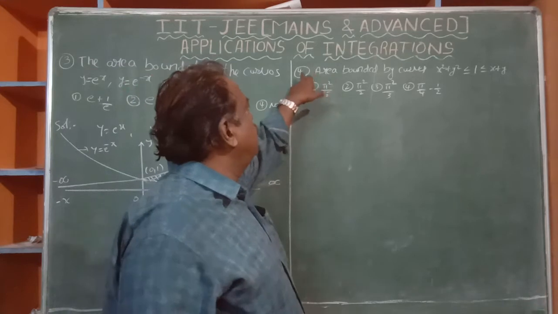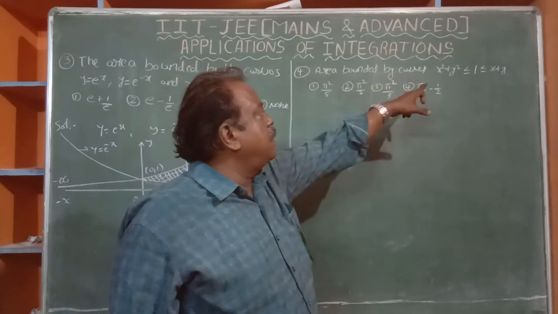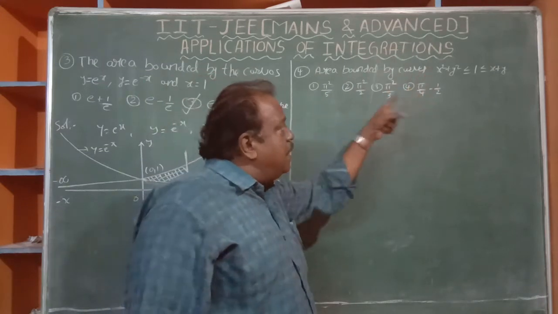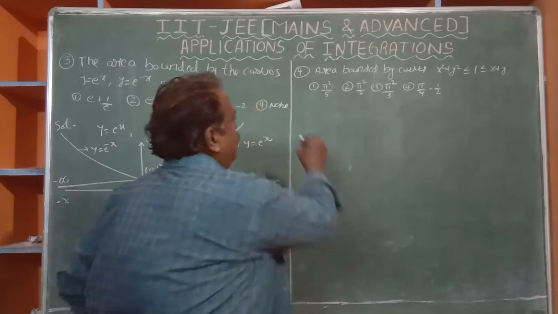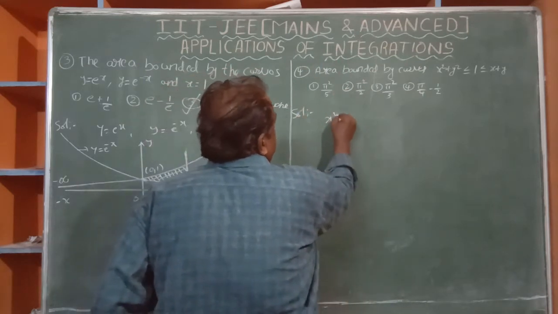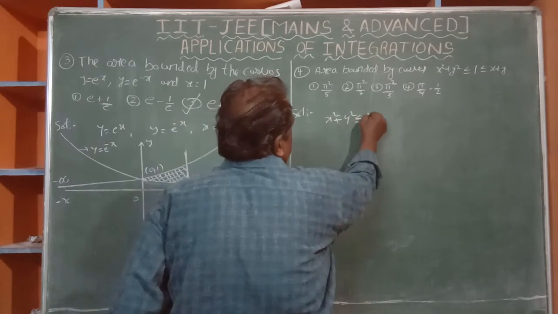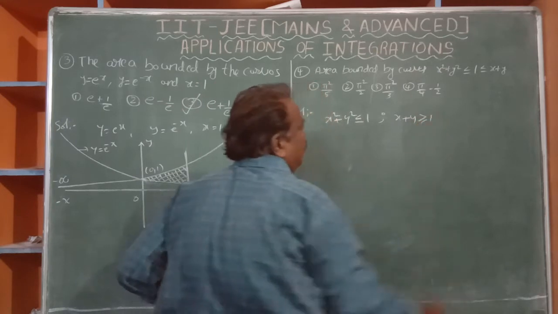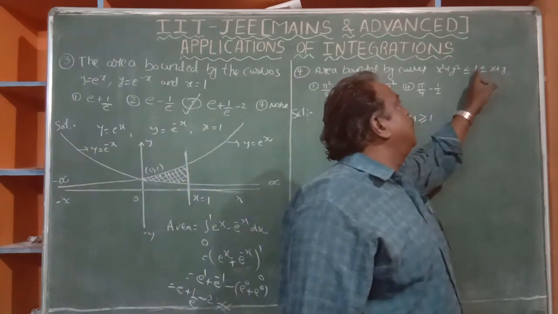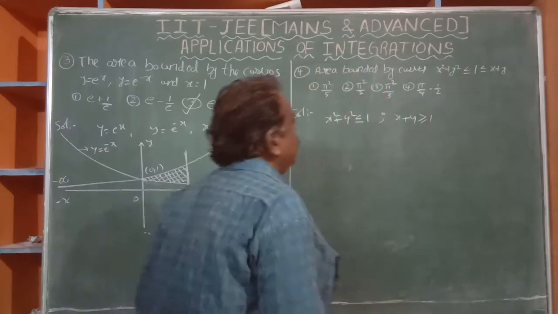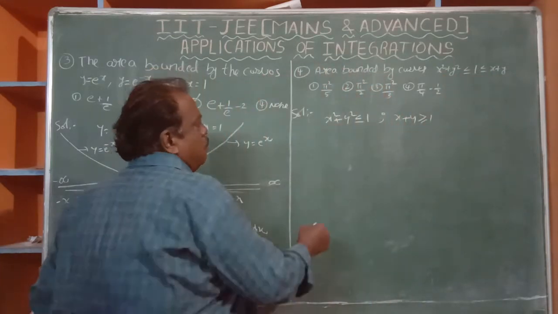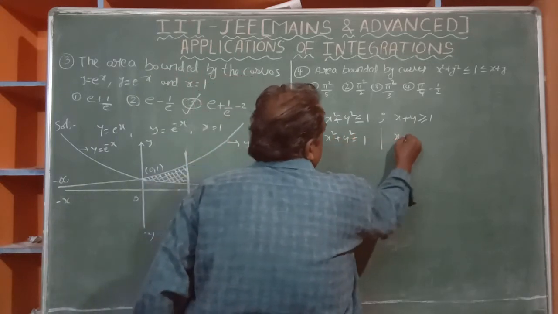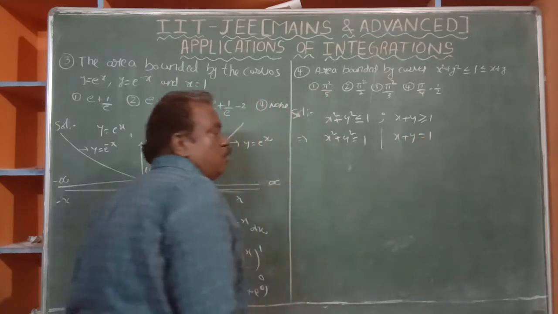Now the fourth one. The area bounded by the curves is a fantastic concept. x square plus y square less than or equal to 1. There are two types of curves here: x square plus y square less than or equal to 1 and x plus y greater than 1. Both are included, so there are two types of curves. But we have to take it as x square plus y square is equal to 1 and x plus y is equal to 1. Like this we have to take.